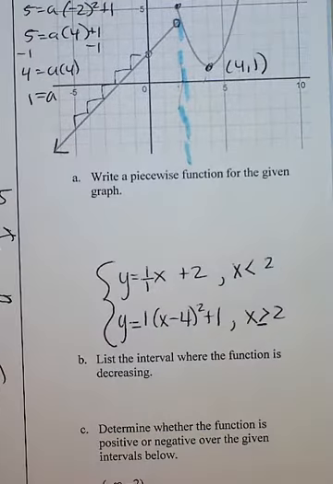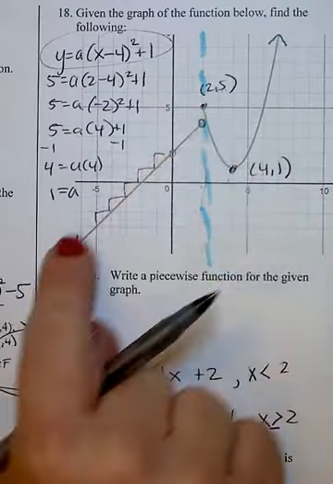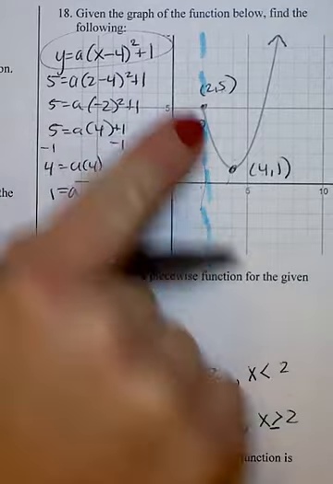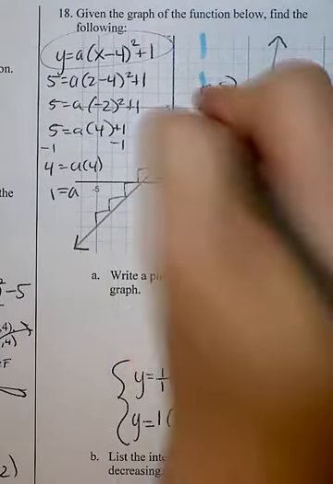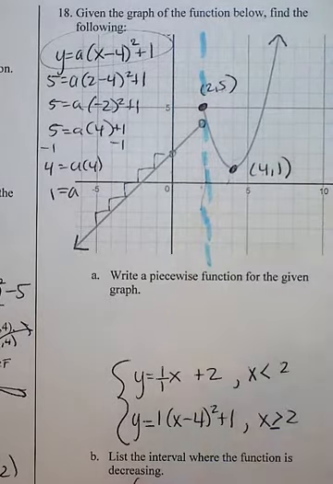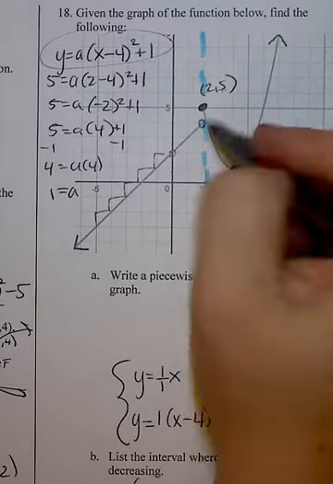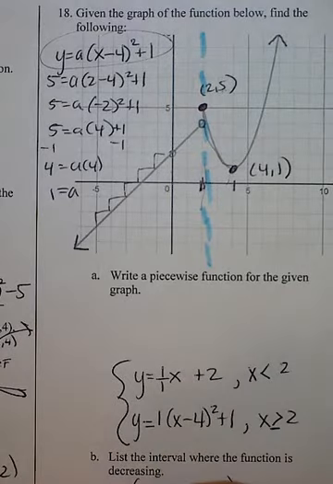List the interval that is decreasing. So from left to right, we're increasing, okay? Decreasing, and then increasing. So from here, notice that this is from here to here. So it's an x value. Intervals are always x's. X value of 2 to 4 is decreasing.